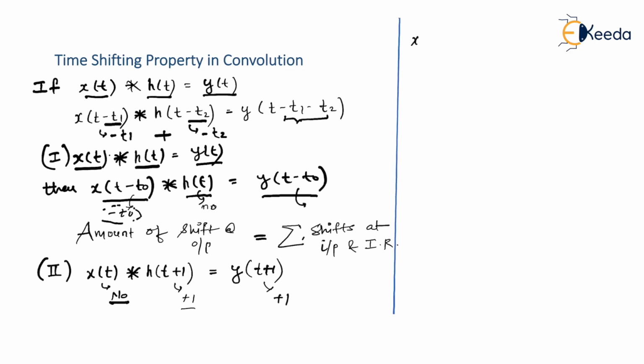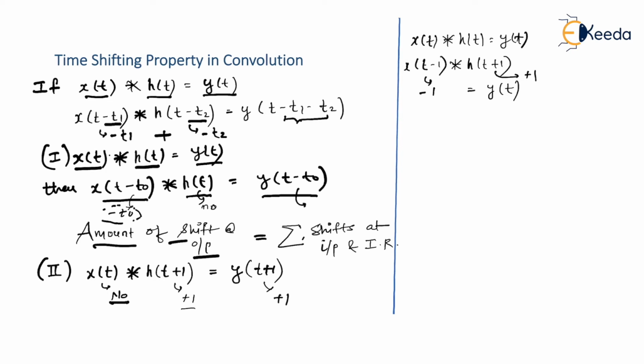Let's say x of t convolved with h of t results in y of t. This is what we know already. Then x of t minus 1 convolved with h of t plus 1 is still equal to y of t. Why so? Because the shift at input is minus 1 and the shift at impulse response is plus 1. The amount of shift at output is the summation of the shifts at input and impulse response. So minus 1 plus 1 becomes 0, and there is again no shift at output.